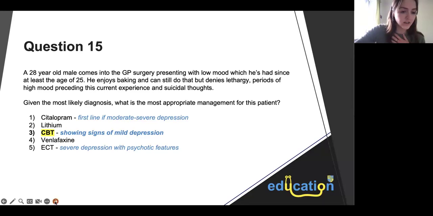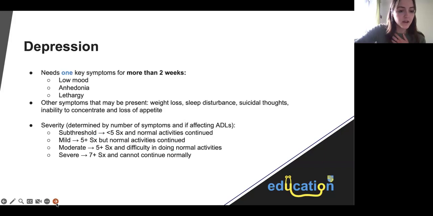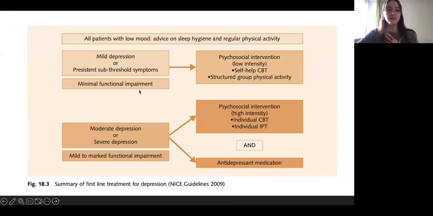I think there's actually a diagram on the next slide. I'll go back to this in a second. So this is a nice diagram. If they have mild depression and minimal functional impairment, you start them with the psychological intervention, so either self-guided, self-help CBT or group-based CBT. And then if you think they're more on the moderate or severe end, that's when you do individual CBT, which is more high intensity, and you would start them on an antidepressant. Just going back one slide.